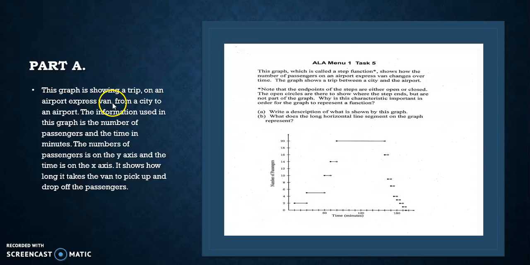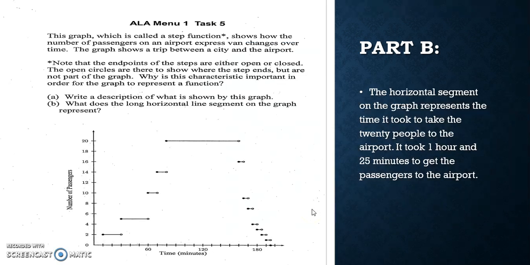But pretty much the graph is using the number of passengers, which is on the y-axis, and the time, which is on the x-axis. It shows pretty much how long it's taking the van to pick up and drop off.